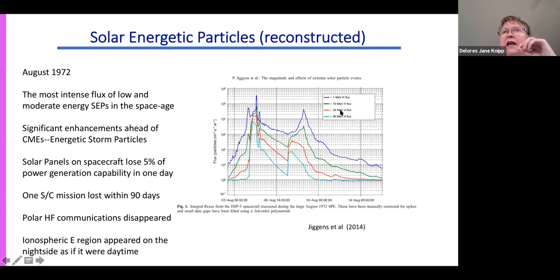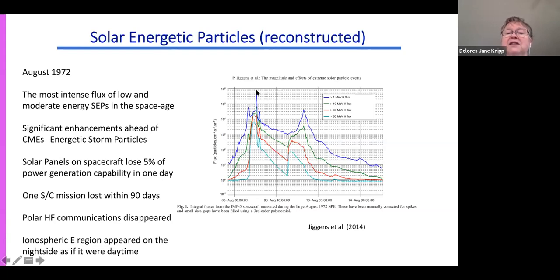We were very lucky in that we were just in between Apollo shots during that time. These particles were also interacting with solar panels. Spacecraft were losing their power generation capability at the rate of 5% a day, and one DoD spacecraft mission was lost within 90 days. Polar HF communications disappeared because the ionosphere at the poles was being put into a bizarre state. And as I mentioned, the ionospheric E region on the night side was behaving as if it were a day side E region. So just the strangest state in the world.